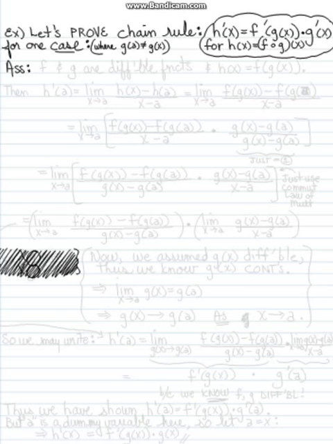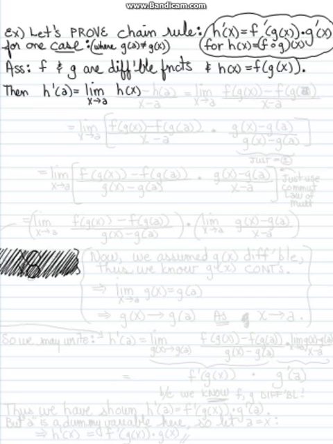Okay, we'll make the following assumption. Assume that f and g are differentiable functions. And one more assumption, assume that h of x is the composite function f of g of x. Then we're going to apply the limit definition for h prime of a, where a is just some dummy variable: the limit as x approaches a of h of x minus h of a over x minus a. That's one of the definitions we've seen.